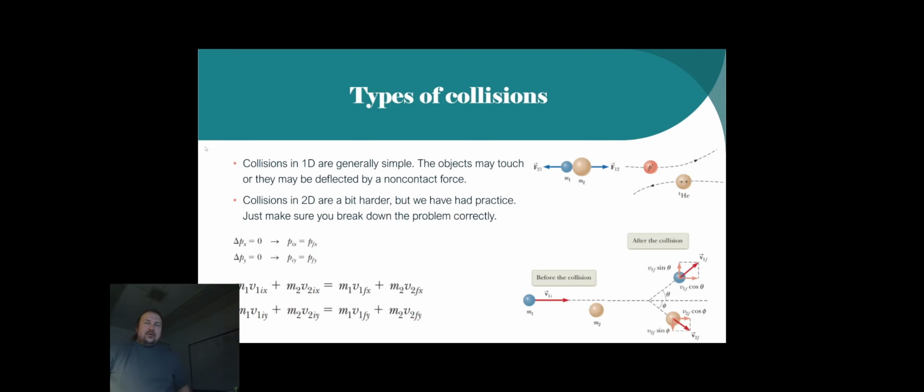And now we'll look at how to process them, how to solve them. Collisions in one dimension are generally going to be your simplest. So that's the course where we're going to start. We're going to start with one-dimensional objects, one-dimensional collisions. It's important to note the objects may touch, right?